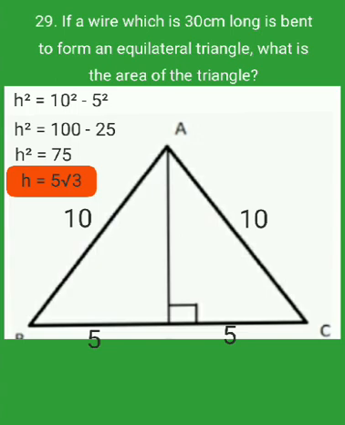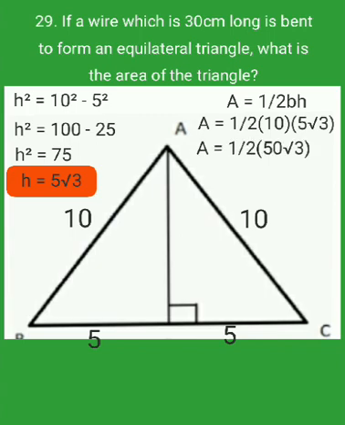Area of a triangle is equal to 1/2 base times height. By substitution, we have 1/2 of 10 times 5 square root of 3. So 1/2 times 50 square root of 3 is 25 square root of 3. Therefore, the area of the triangle is 25 square root of 3 square centimeters.